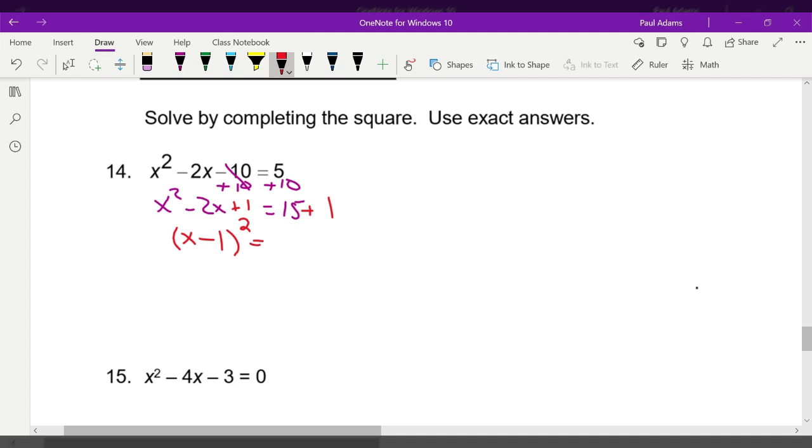Equals 15 plus 1, which is 16. Then from there, take the square root of both sides. X minus 1 is equal to plus or minus 4. And then finally, you're going to add 1. So if we add 1, you're going to get 1 plus 4, 1 minus 4, which gives us two answers of 5 and negative 3.